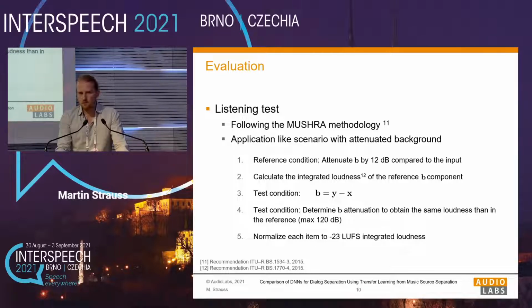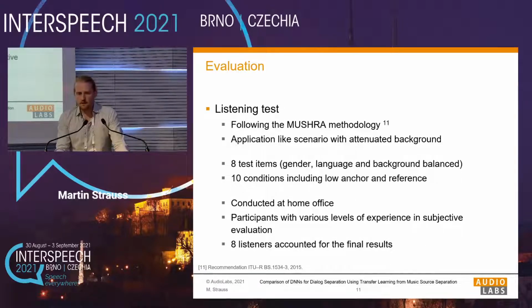For the test conditions, the backgrounds were obtained by subtracting the estimated dialog component from the input mixture, and in a further step, to obtain the attenuation factor, we iteratively adjusted the attenuation to obtain the same integrated loudness as in the reference component. And at the end, all the components were loudness normalized. All the items were loudness normalized.